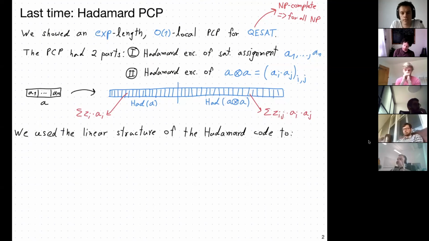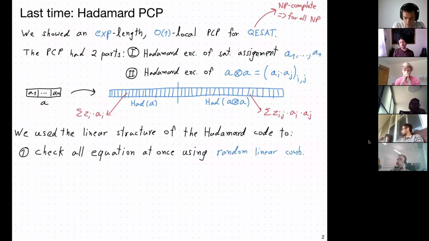So we used this, and how did we make this magic of O of one query verification? We really used the linear structure of the Hadamard code to the limit, in some sense. I want to take a step back and look exactly at where we used this structure and what happened, in an abstract way. So first of all, we checked all of the equations at once using a random linear combination.